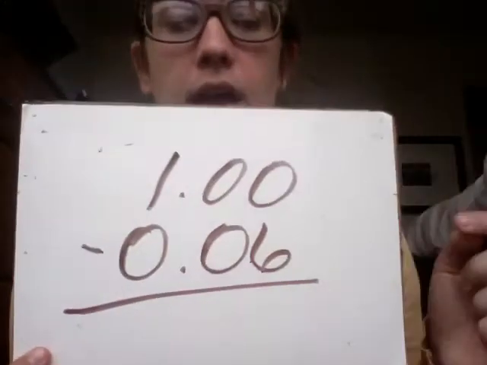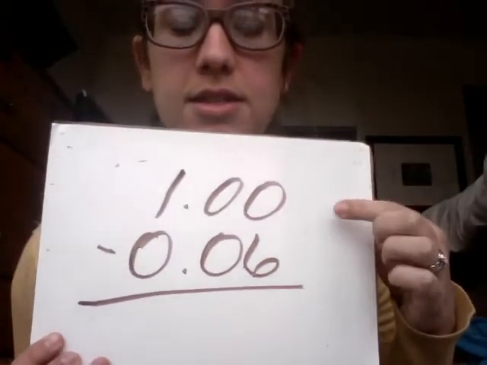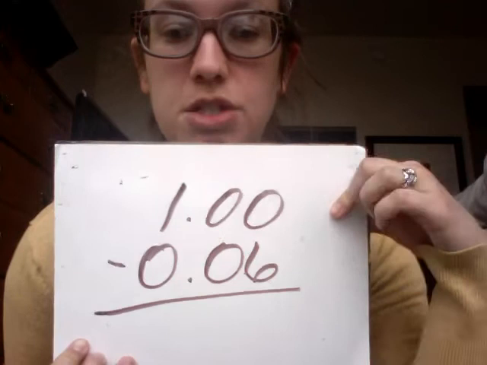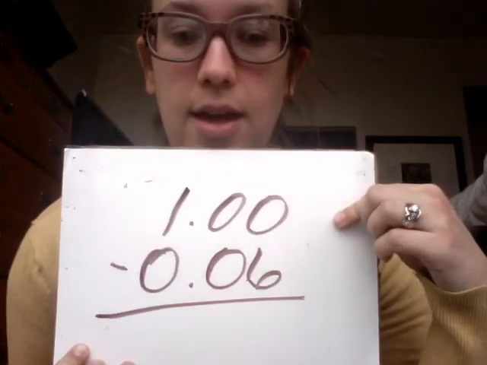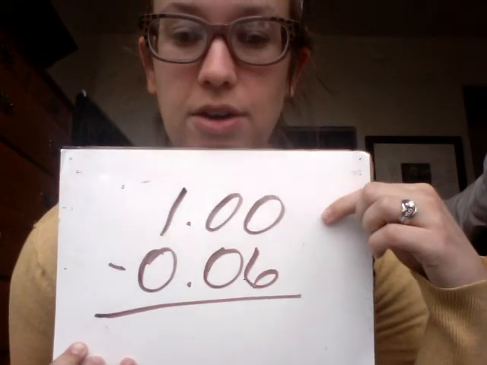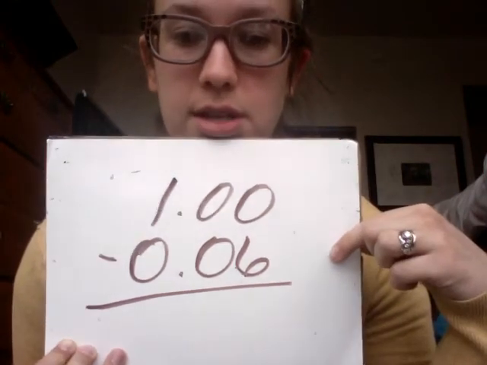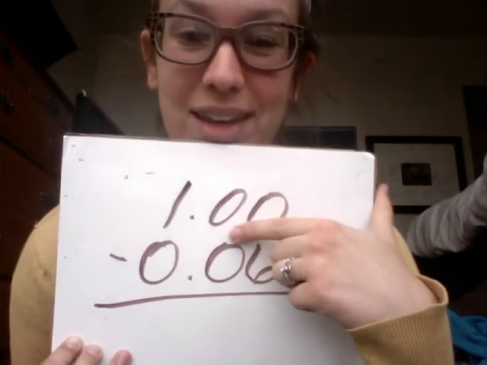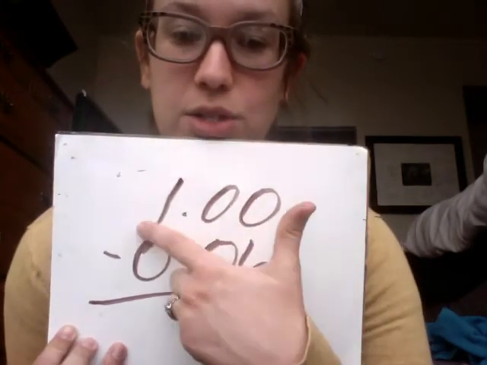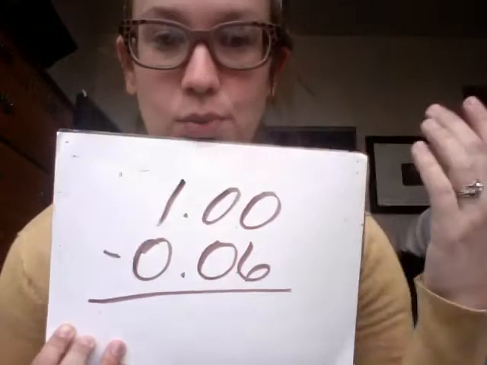Okay, so I have 1 minus 6 hundredths. See here, again, this doesn't change your value. So I went ahead and added my 0 so I'm not confused what's happening. Okay, I don't have enough hundredths here to subtract my 6 hundredths. I don't have enough to borrow from my tenths. I don't have any tenths there. So I go to my ones place. This is just what we just did.